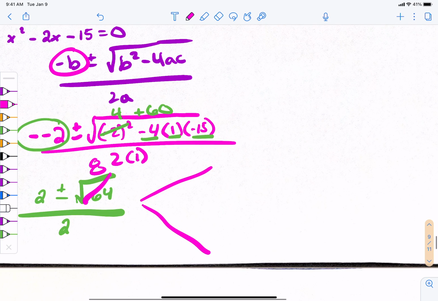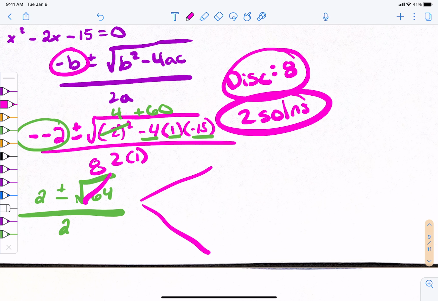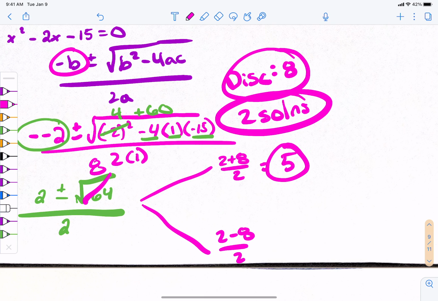If we want to write that down, we can. The discriminant is 8, which means 2 solutions. And we're going to find those 2 solutions here in just a second. The first one is 2 plus 8 divided by 2, and the next one is 2 minus 8 divided by 2. So this one is 5 and negative 3.